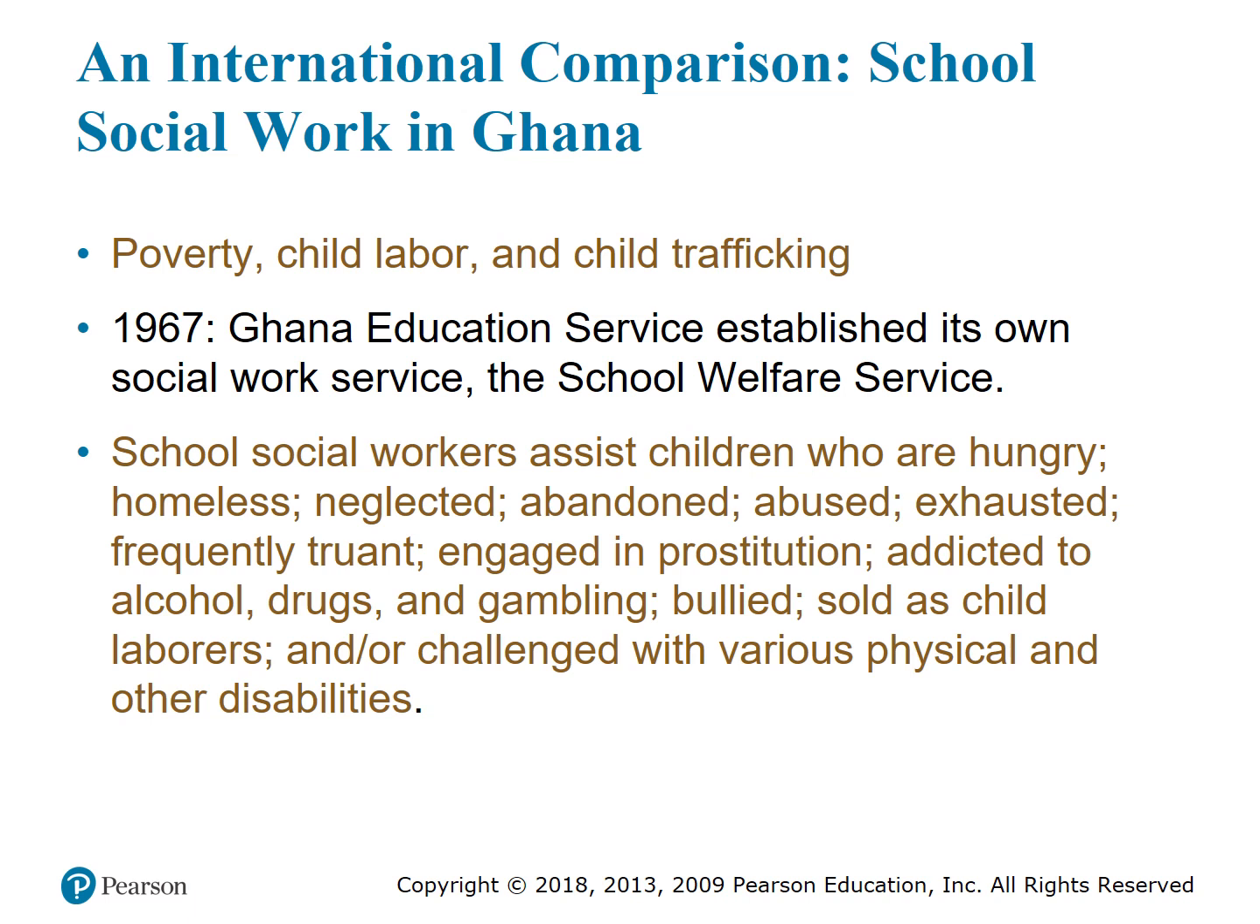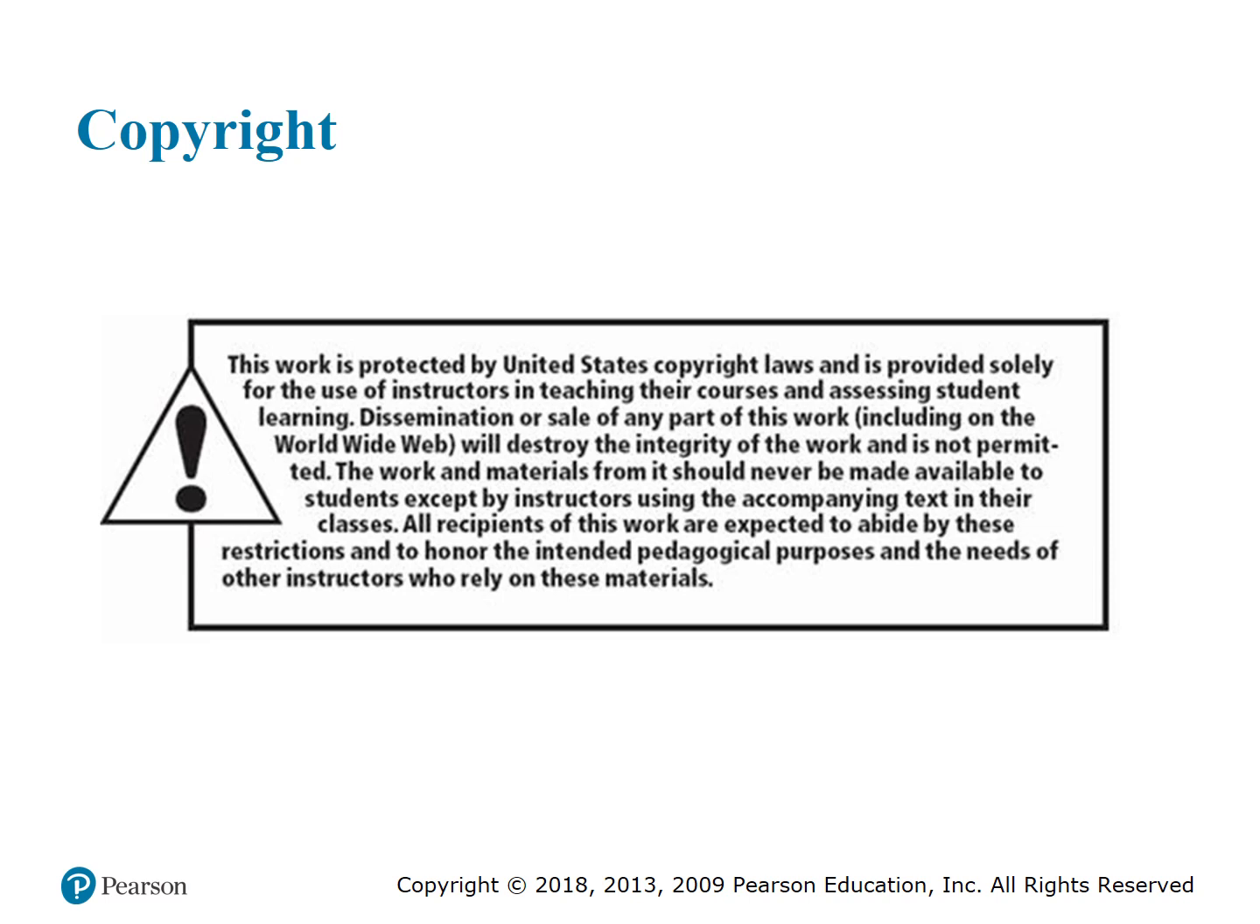An international comparison, school social work in Ghana, is geared towards child labor, poverty, and child trafficking. And school social workers assist children who are hungry, homeless, neglected, abandoned, abused, exhausted, frequently truant, engaged in prostitution, addicted to alcohol, drugs, and gambling, bullied, sold as children, child laborers, or challenged with various psychological and other disabilities. So definitely a full multidimensional framework. They work in biological, psychological, and social dimensions. So that's school social work.